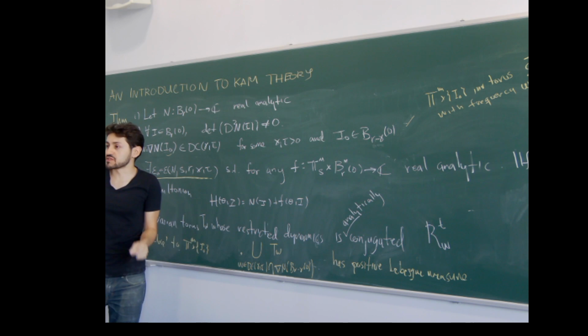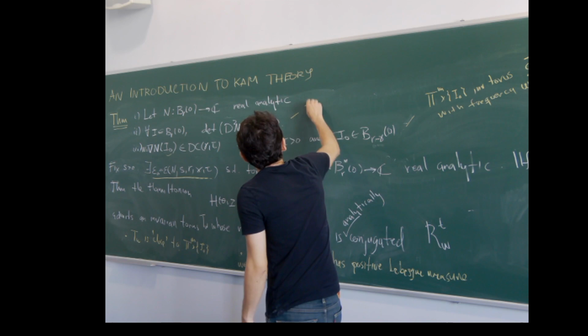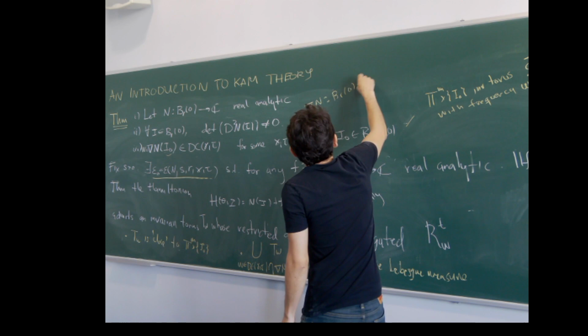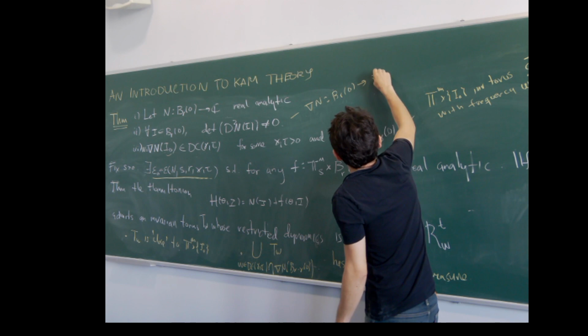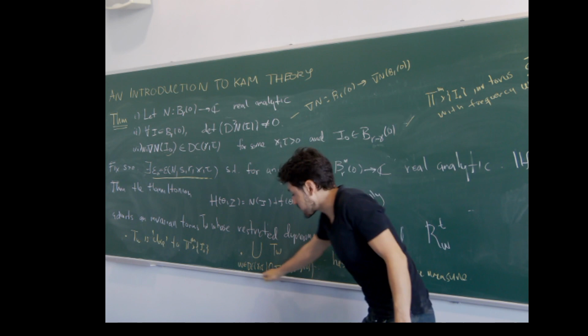So basically, because of this assumption that this is different from zero, this will mean that the gradient, up to reducing R, is a diffeomorphism onto its image. So when I look at the intersection of these with the Diophantine numbers, I have a positive measure set, I have a big set. And for all of those that are here, I have an invariant torus. That's it.